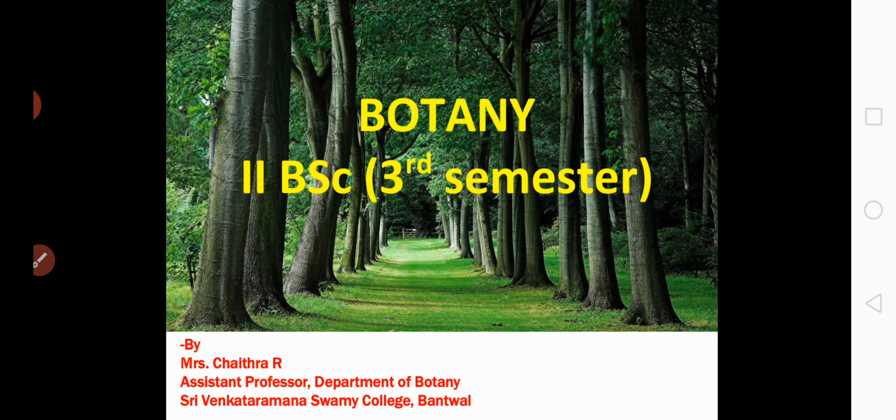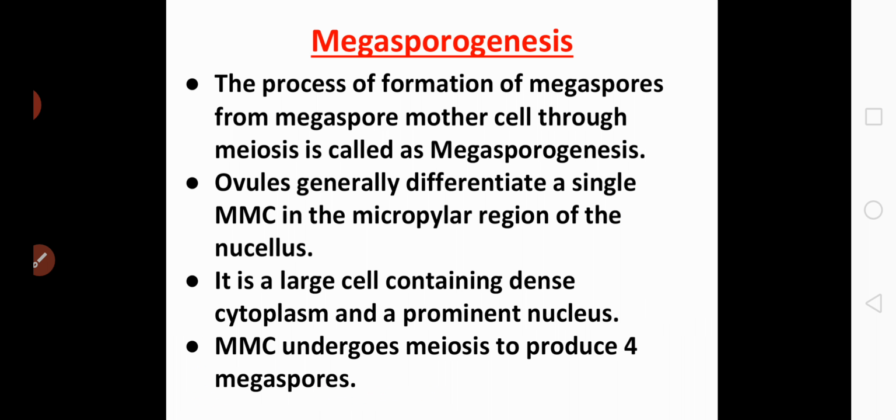In that we have studied about the structure of megasporangium or structure of ovule, types of ovules and placentation, right? So today we are going to learn about the new topic, that is the process of megasporogenesis and formation of female gametophyte. So what do you mean by megasporogenesis?